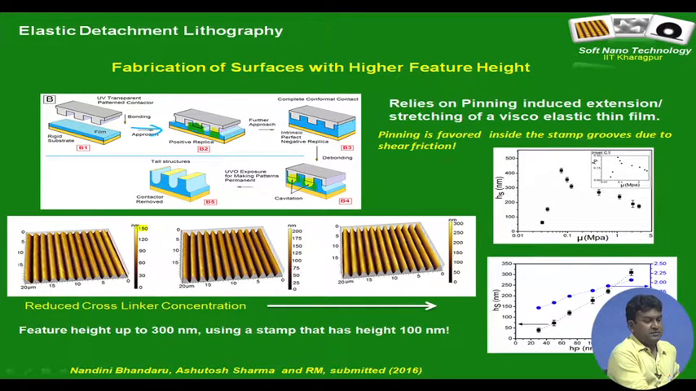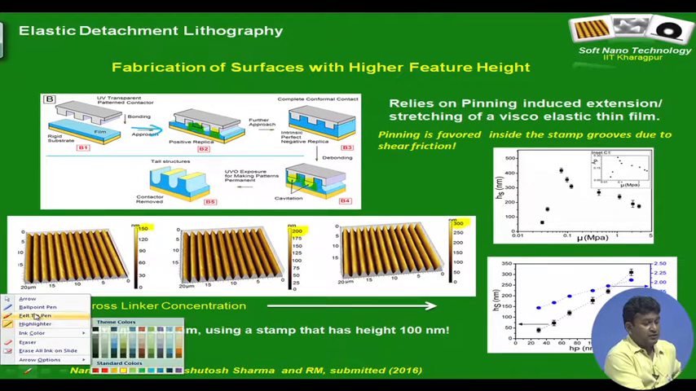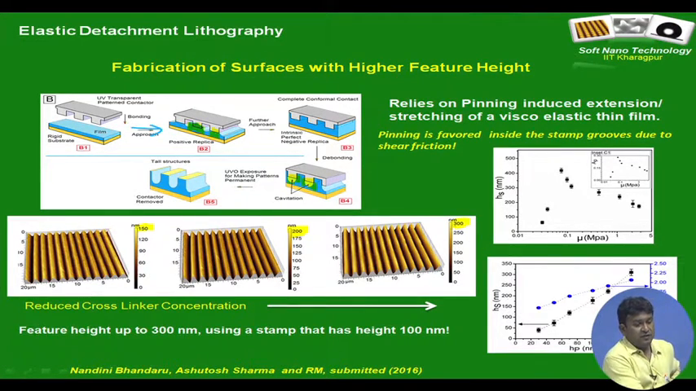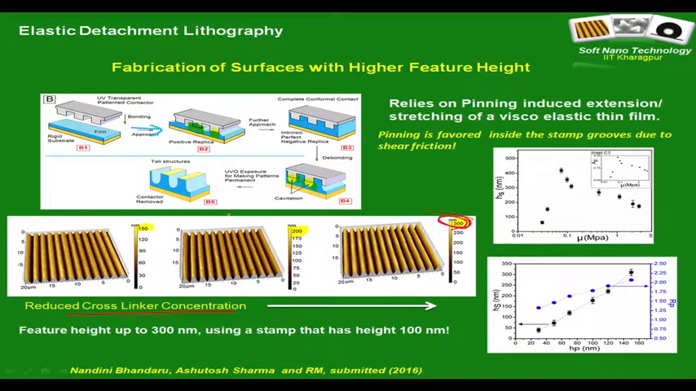And then, this is a simple result: you vary the shear modulus of the film, and you reduce the cross-linker concentration. One can attain patterns which are 300 nanometer high using a stamp that is only 100 nanometer in height. So, this is no longer a negative replica, it is not even a positive replica, it is some sort of a stretched replica. Of course, before detaching the stamp you need to freeze them.